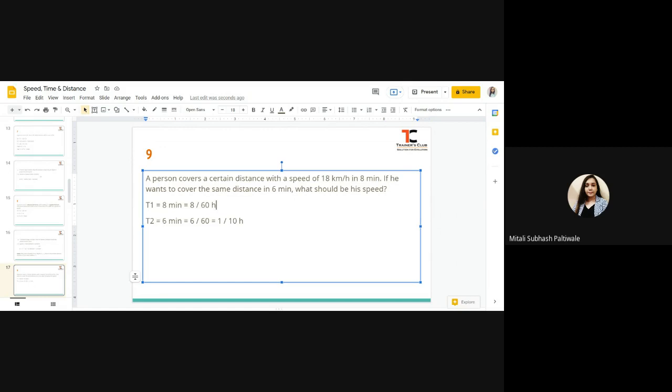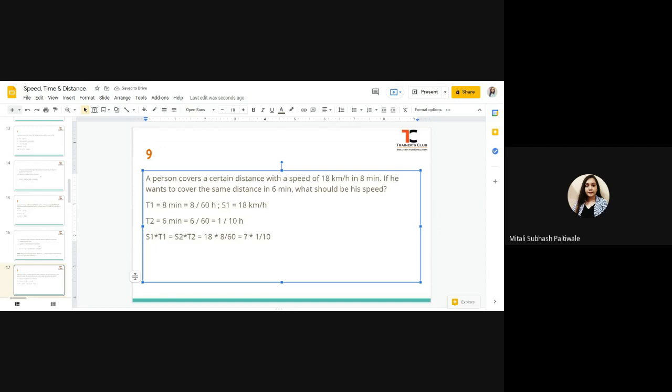Okay, so let me just write it down. 18 kilometer per hour. Now look at this. S1 T1 is equal to S2 T2, which is equal to S1 is 18 into 8 by 60, which is equal to question mark into 1 by 10.